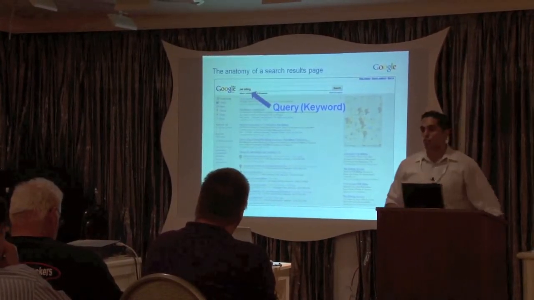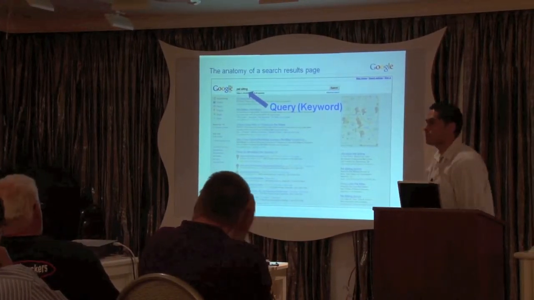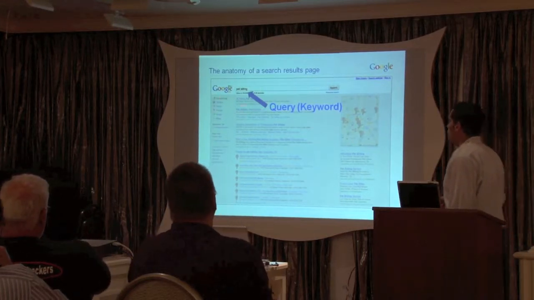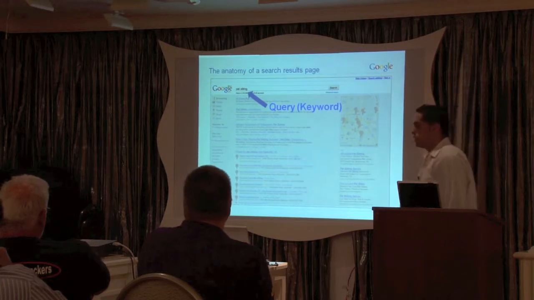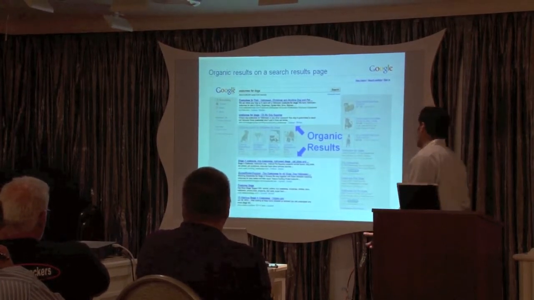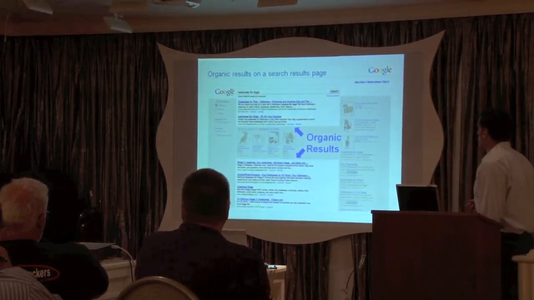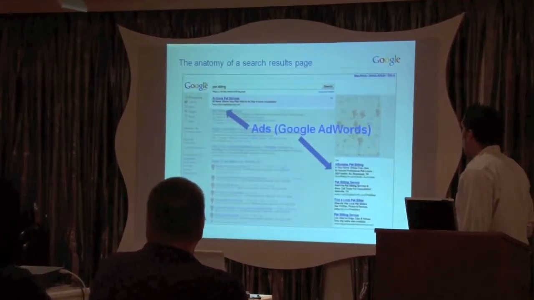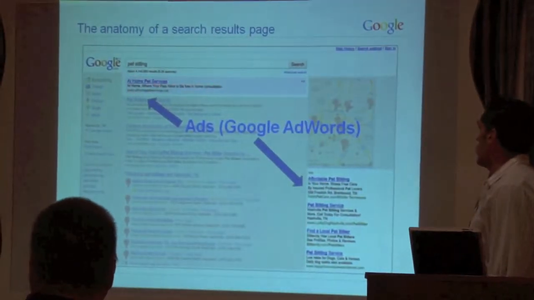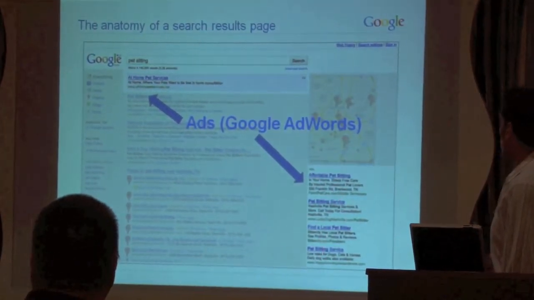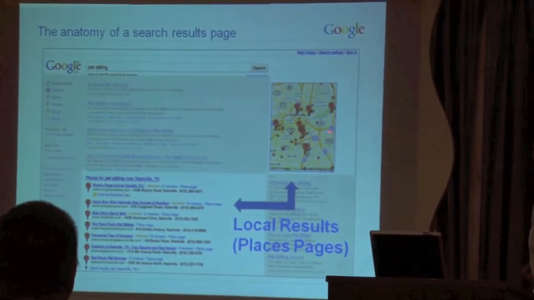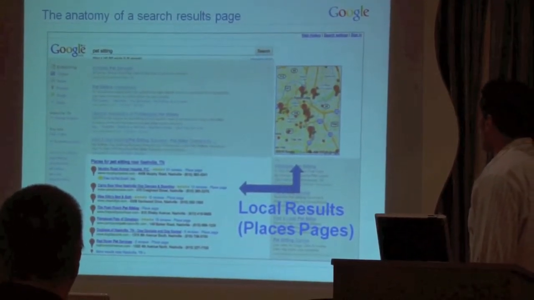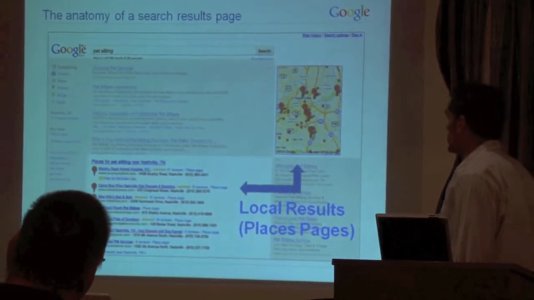Now the anatomy of the search results page, or SERPs. All right? You're putting in a search term or a query or keyword, such as pet sitting, and you're getting results. Those results vary. So at the top right here you have organic results, and also down at the bottom. And then you also have ads. So you have Google AdWords right here and ads right here. And then we have local results, which is connected to your Google Places page. We have a map listing right here, and then individual listings down here.